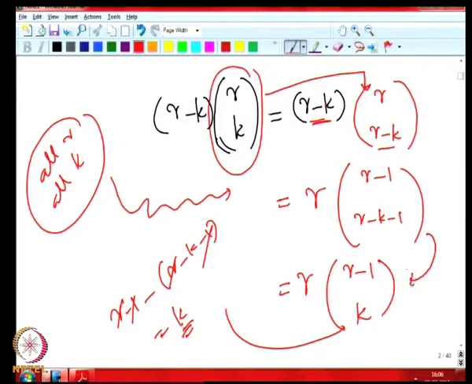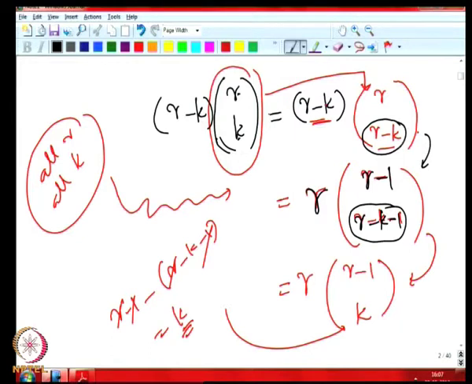So here again the symmetry identity is used. The second step was okay because it was an absorption identity, which we used from here to here. But here r choose k was converted to r choose r minus k. Similarly here, r minus 1 choose r minus k minus 1 was converted to r minus 1 choose k. Both use the symmetry identity, but the symmetry identity works only for non-negative integer r, as we have seen.